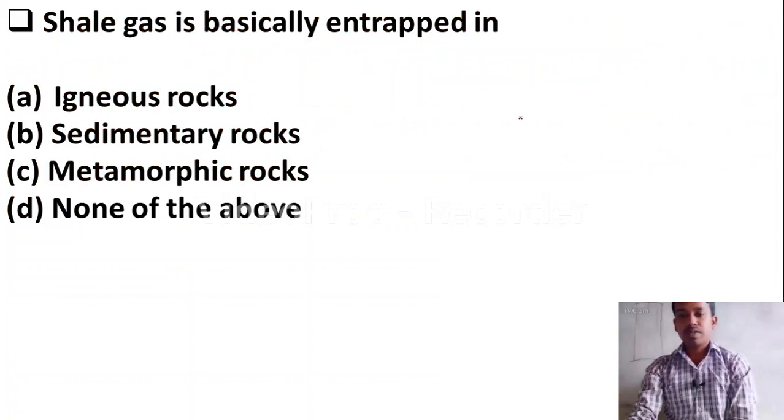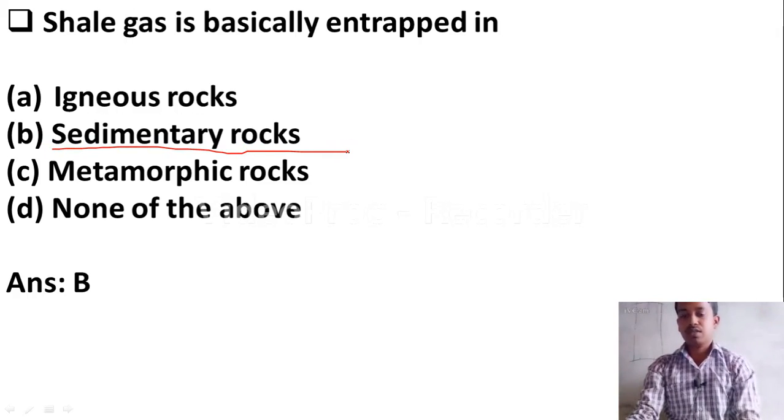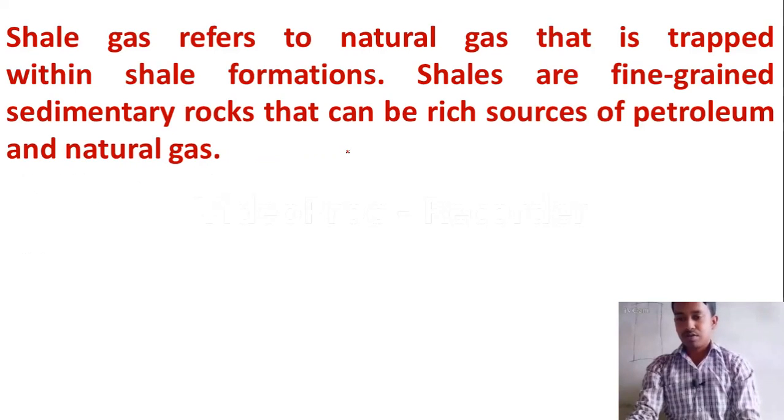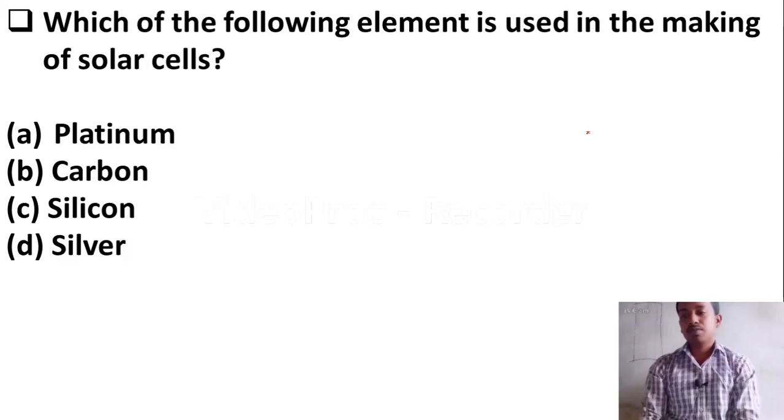Shale gas is basically entrapped in option A, igneous rocks, option B, sedimentary rocks, option C, metamorphic rocks, option D, none of the above. Here the correct answer is option B, sedimentary rocks. Shale gas is basically entrapped in sedimentary rocks. What do we mean by shale gas? It refers to natural gas that is trapped within shale formations. Shales are fine-grained sedimentary rocks that can be rich in sources of petroleum and natural gas. Please remember the information. Let us move to the next question.